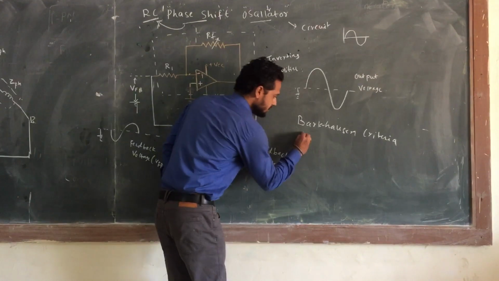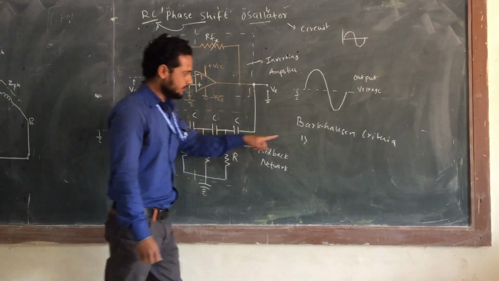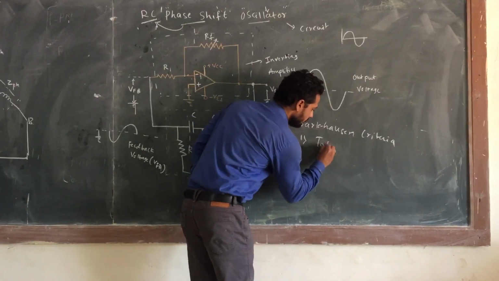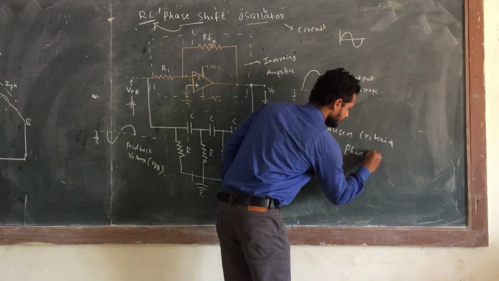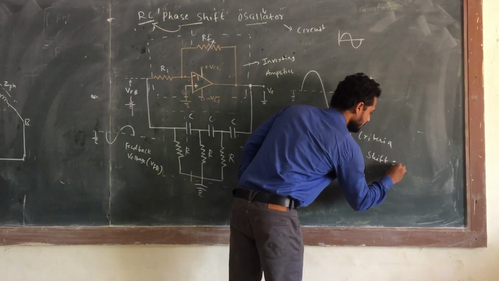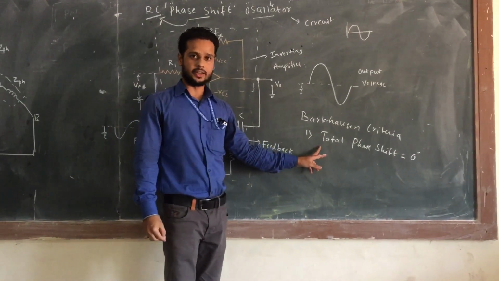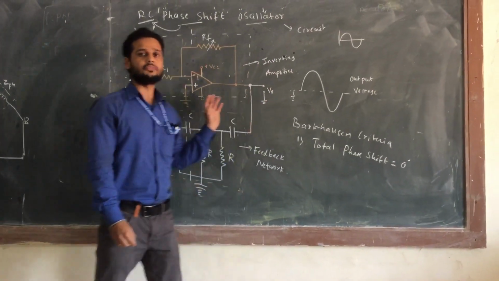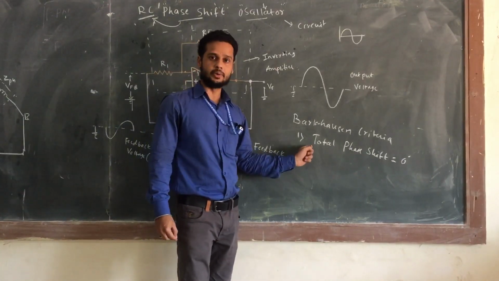So there are two conditions that have to be satisfied. The first condition is that the total phase shift around the circuit must be equal to 0 degree. The total phase shift must be 0 degree. You can make use of any number of active components or passive components, but this condition has to be satisfied.